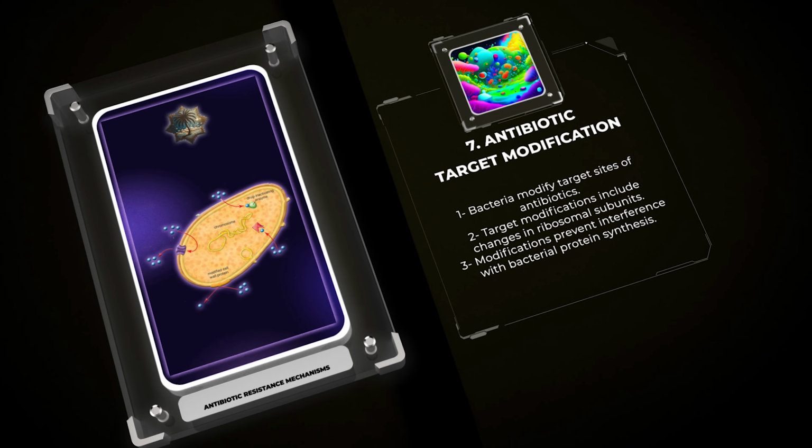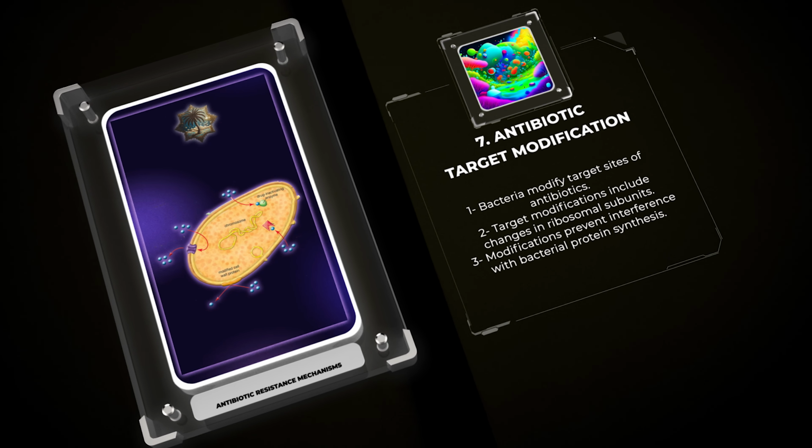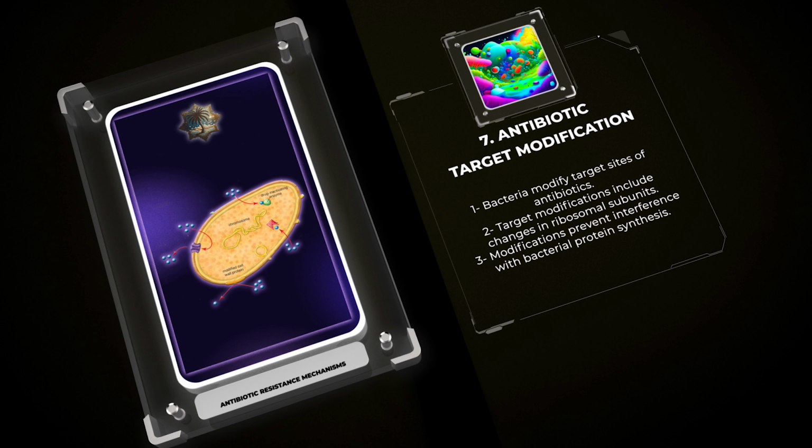Examples of target modifications include changes in the ribosomal subunits, altering the binding affinity of antibiotics such as macrolides and aminoglycosides. These modifications prevent the antibiotics from effectively interfering with bacterial protein synthesis.